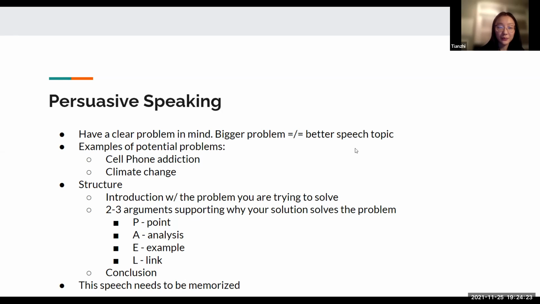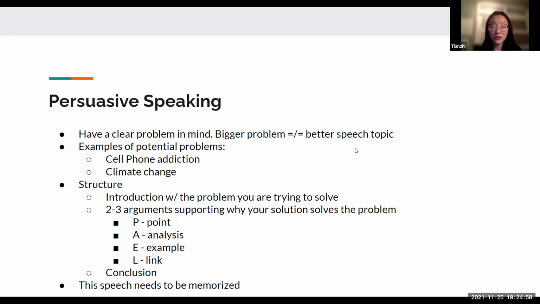Structure is very important, because having good structure basically means you have good organization within your speech. So first thing that you want to do for your speech is to have an introduction. In your introduction, you want to include the problem that you're trying to solve, and introduce it a little bit. So have a few interesting facts about the problem. Try to engage the audience with a hook at the very beginning. So something that's super interesting that will engage the audience's attention.